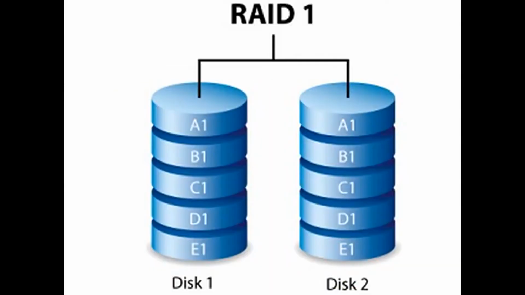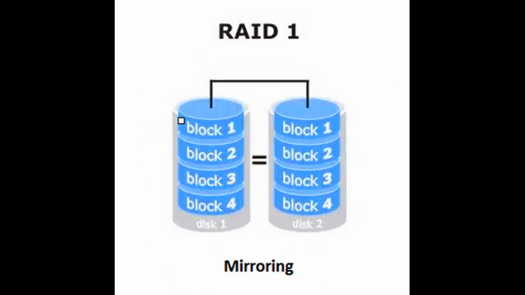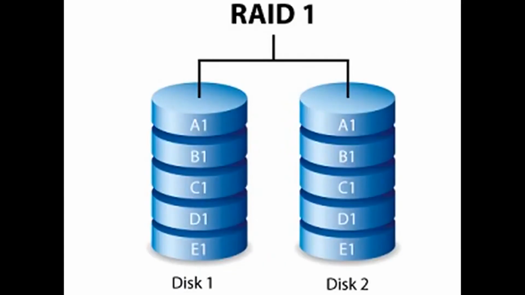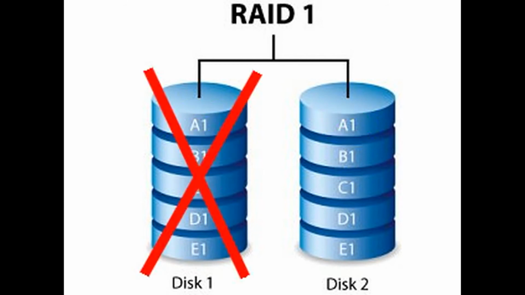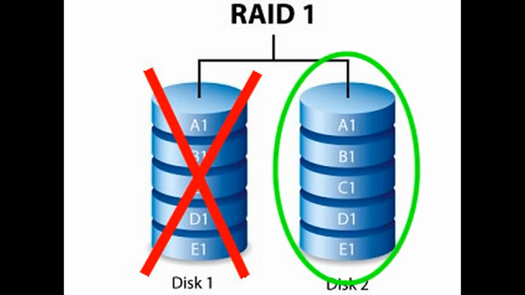The next RAID level is RAID 1. RAID 1 is known as mirroring. In this type of RAID, every time data is written to one drive, it is simultaneously written to another. In the case of mirroring, there is no increase in speed, but there is added redundancy. If one of these drives were to fail, we would still have a complete copy of the data. Thus, the system could continue operating without any outage.